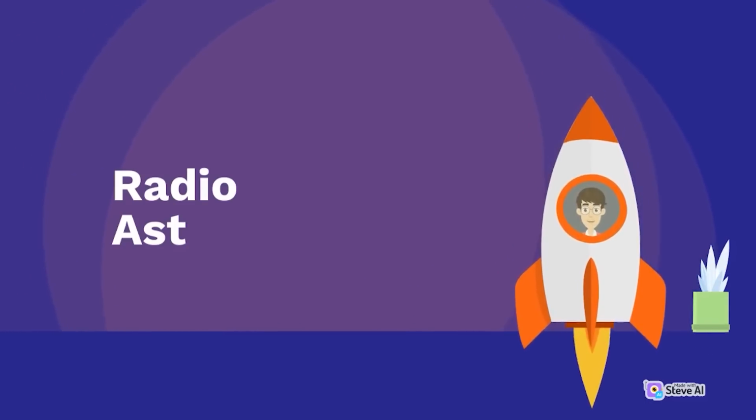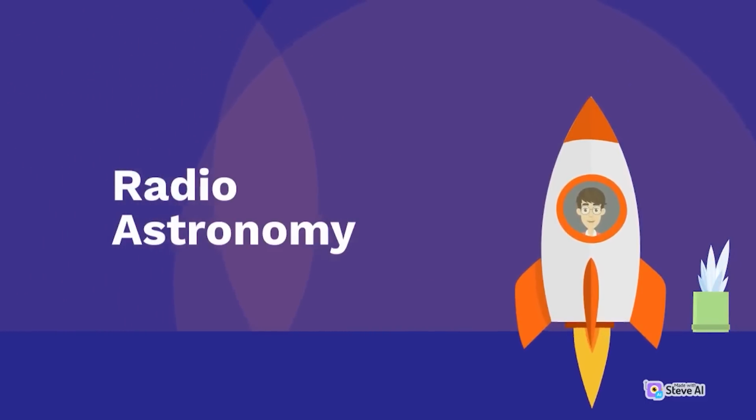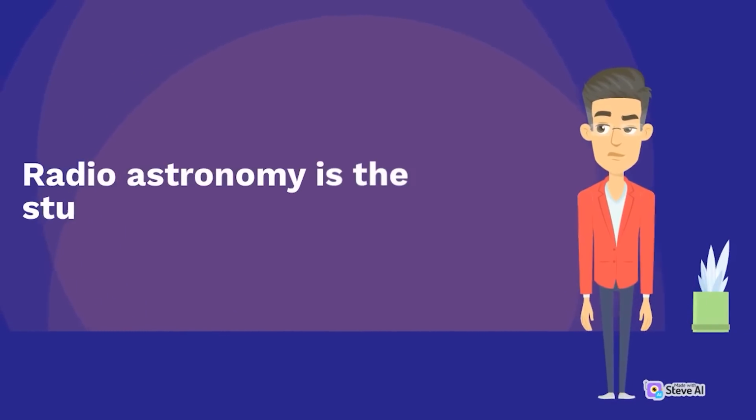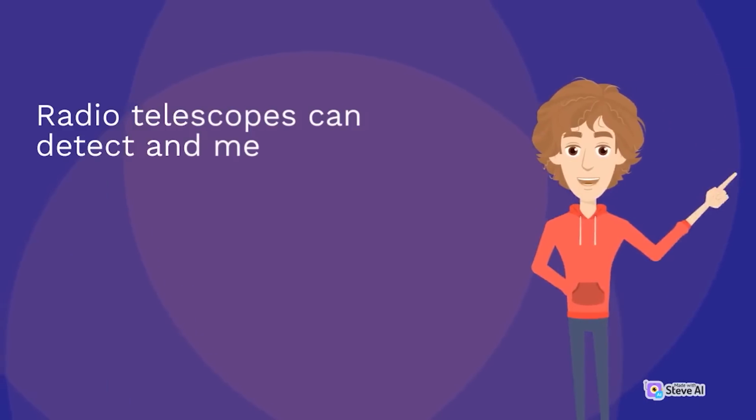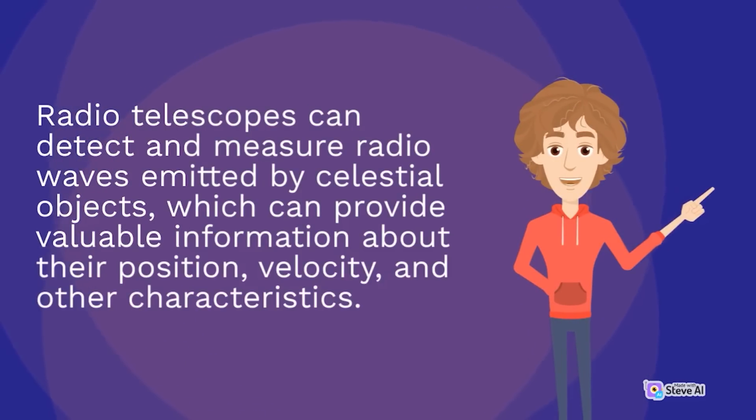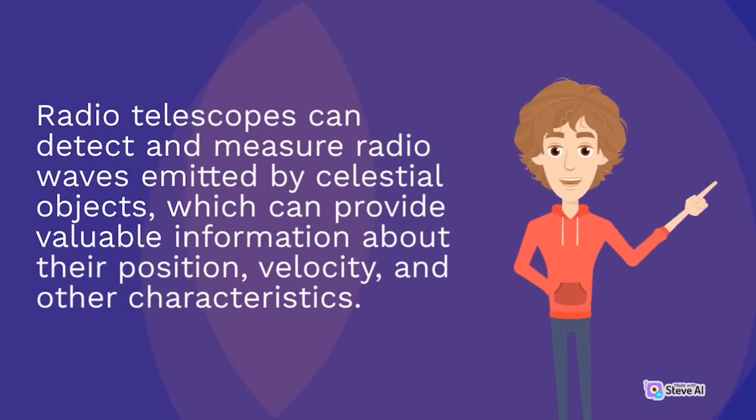Radio astronomy. Radio astronomy is the study of celestial objects using radio waves. Radio telescopes can detect and measure radio waves emitted by celestial objects, which can provide valuable information about their position, velocity, and other characteristics.